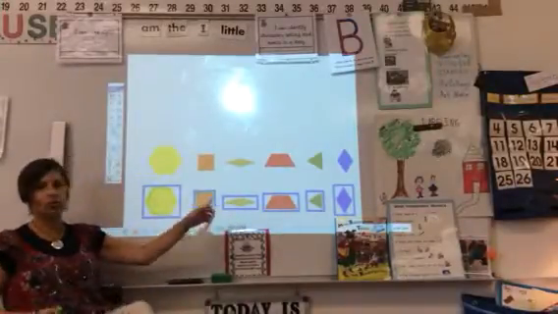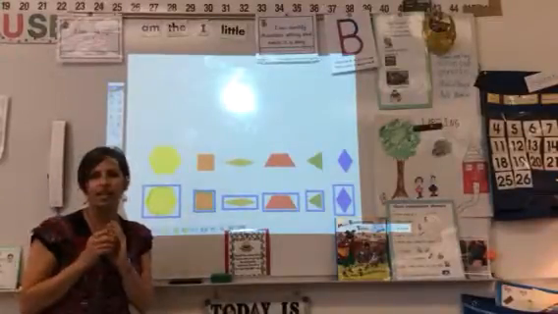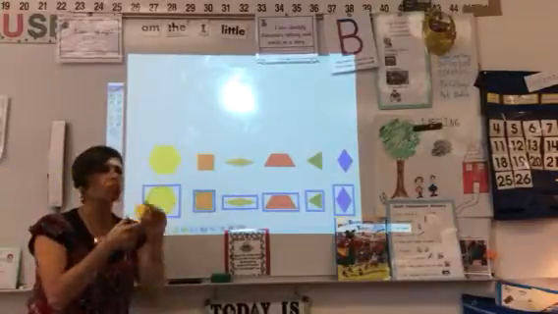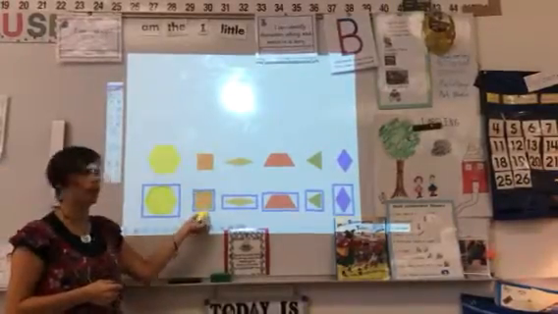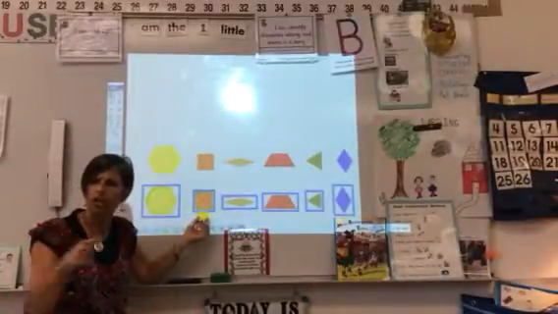Okay, I know you know this one because you impressed me. Oh, by the way, I did bring this out for my friend who keeps saying it's a cube. Is this a cube? Yes or no? 1, 2, 3. Yeah, this is a cube. What makes this a cube and makes that a square? What is the difference? Turn and talk.